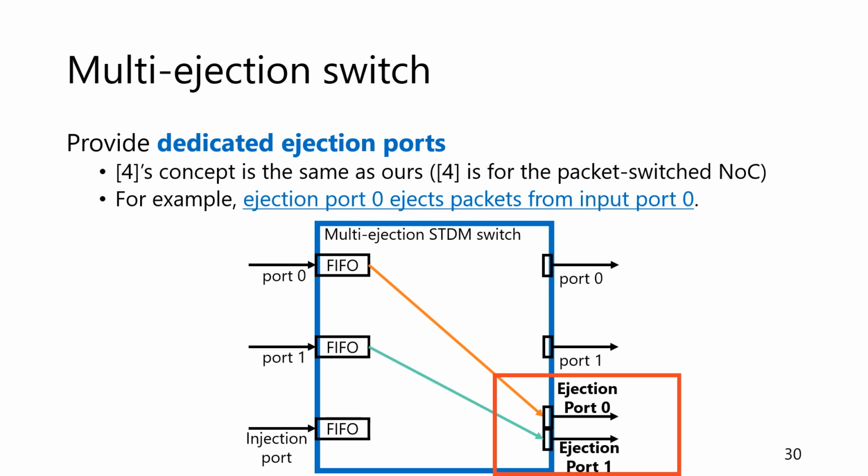To relax the bottleneck, we provided dedicated ejection ports. The concept is the same as work 4, which is introduced as related work. For example, ejection port 0 ejects packets from input port 0.